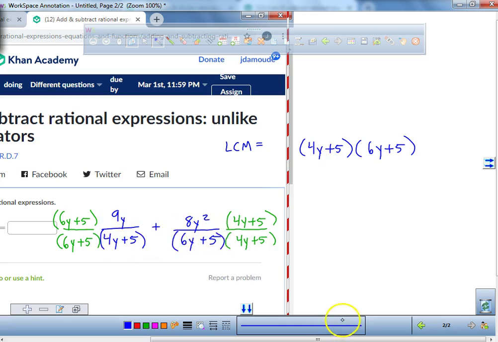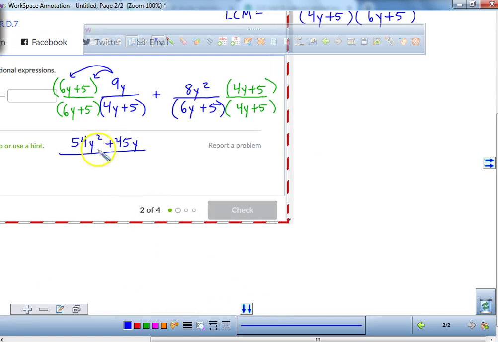Now I'm going to see if it accepts it without us having to expand it. So all I have to do now is simply multiply 9y times both of those numbers. So 9y times 6y is a total of 54y squared. 9 times 5 is 45. And that's all over the denominator of 6y plus 5 and 4y plus 5.